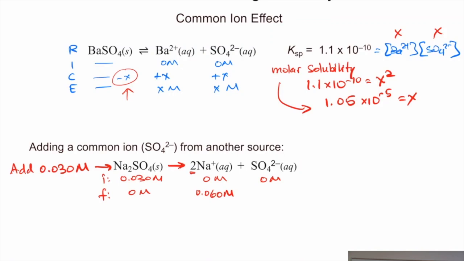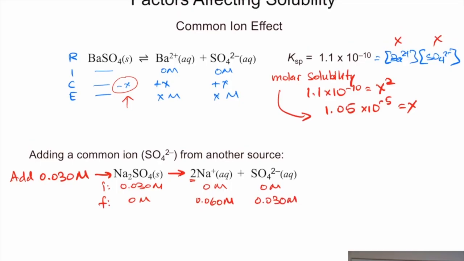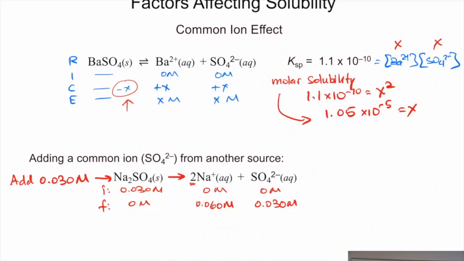And what's the concentration of sulfate? 0.030 molar. Now, which one is a common ion to the barium sulfate reaction, the sodium or the sulfate? Sulfate. It's not a trick question. Sulfate. So we're going to take this and add it to whatever's going on up here.